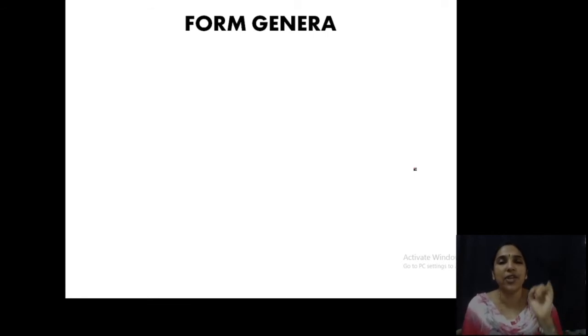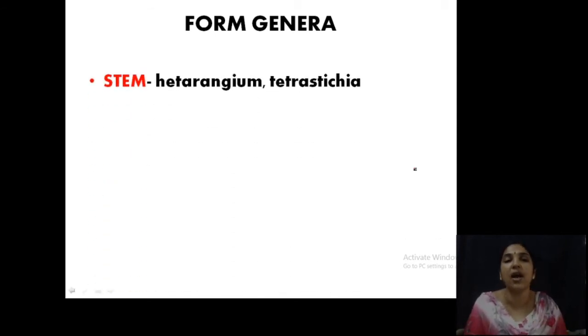Form genera means when you identify a stem, you will give it a name. When you identify a root, you will give another name. When you identify a leaf, you will give another name. Ovule, another, likewise. So, what are the different genera?